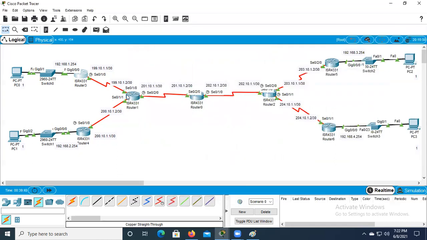Take for example this router. What could be the router ID of this router? 199, 200, 201, which is the highest, 201. So 201 should be the router ID of this router. 201.10.1.1 as well.